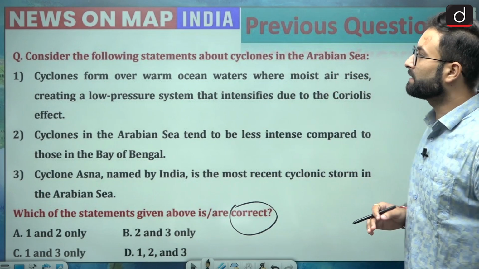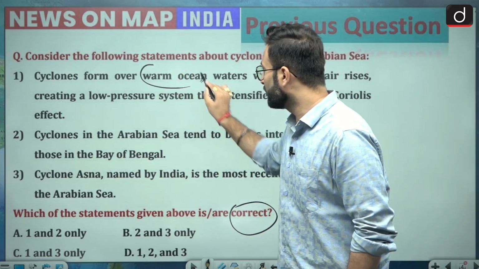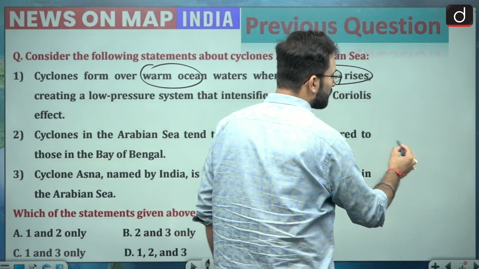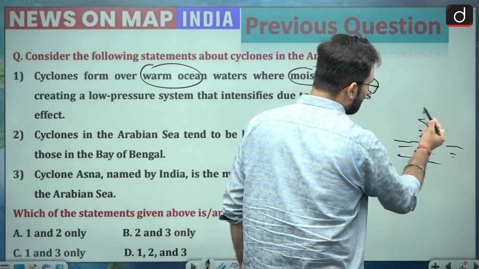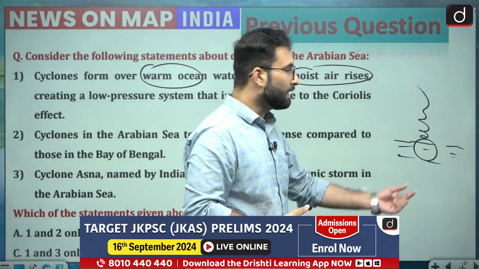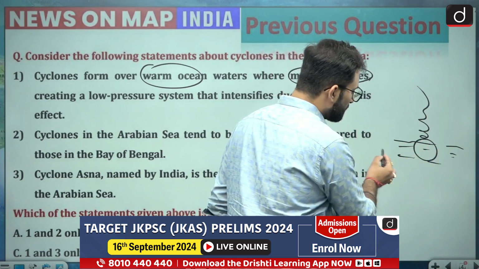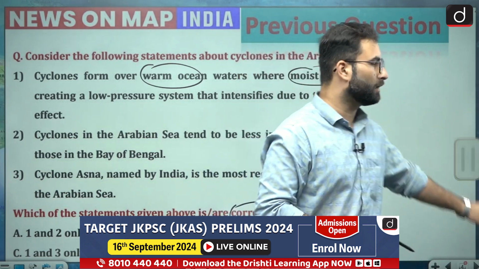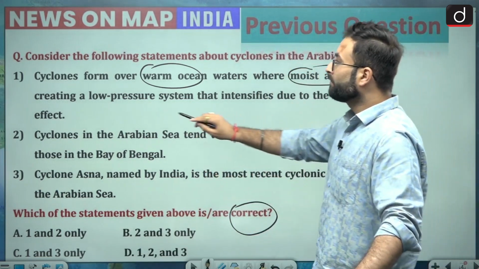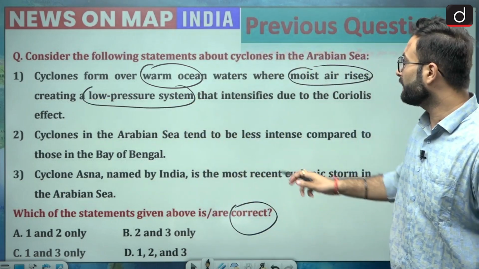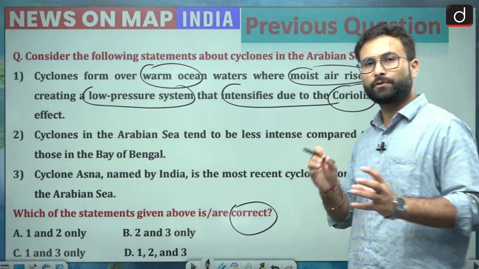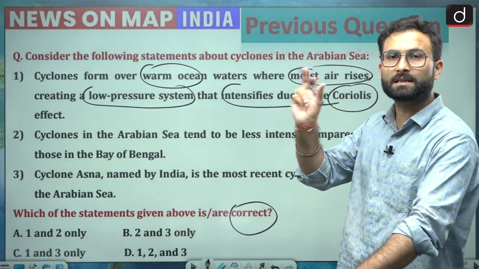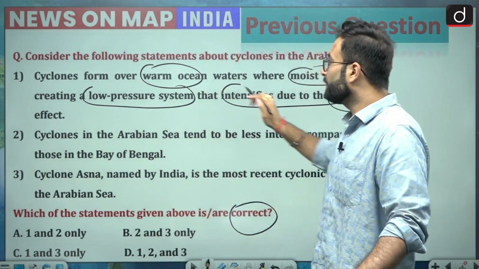Now, statement 1, that cyclones form over warm oceans, is true. Second is where moist air is rising. Let's see, this is the warm ocean over here, and the moist air is rising from this particular area, so it is creating a void. That means there will be a low pressure area, and because of which the air from these sides will come and converge over here. This gives more and more convection to the rising air. So a low pressure system will be created that will intensify due to the Coriolis force. You know there is this force which acts because of the rotation of the earth, so because of the Coriolis force, a rotational direction will be given to the cyclone. So statement 1 here is true.